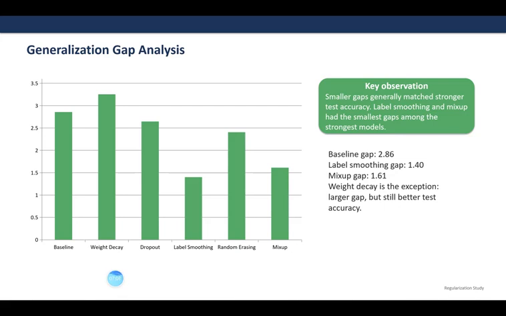Weight decay is the interesting exception. Its gap is not the smallest, but the test accuracy still improves. That suggests it helps in a narrow way by making the final solution more stable, even if it doesn't reduce the gap as much as label smoothing or mixup.